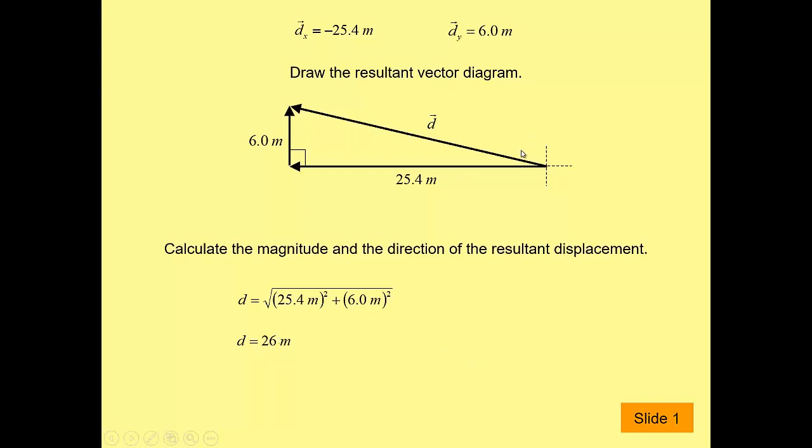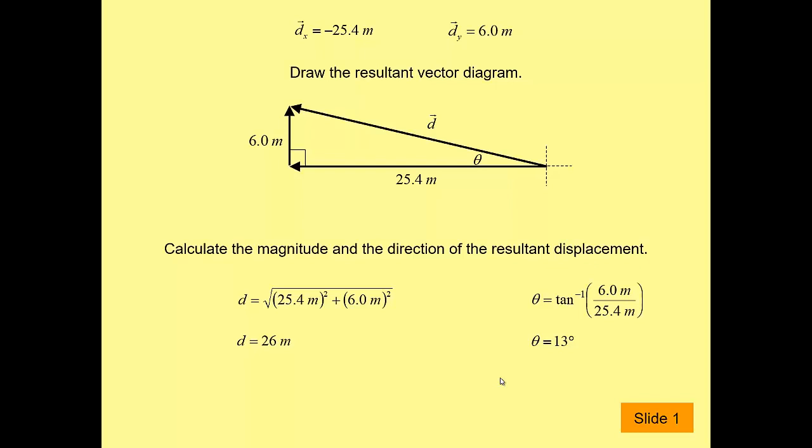And then we need to find an angle at the tail, always at the tail of the resultant. So we would use an inverse tangent. Tangent is opposite over adjacent. So it's an inverse tangent of opposite over adjacent. And we get an angle of 13 degrees. And then we have to name it.